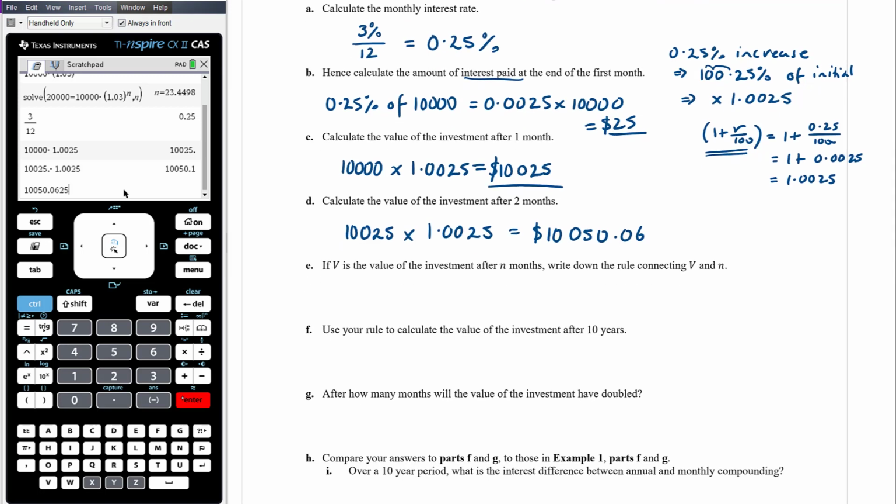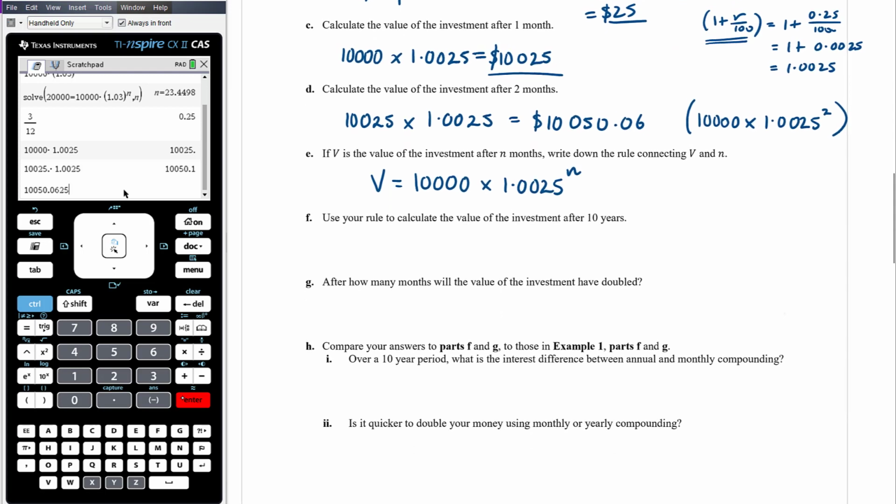Again, thinking about the other way we could have done after 2 months was to think about, well, we've got our initial 10,000 and we're going to increase it by 0.25% twice. So the same logic applies in an ongoing capacity. The value is the $10,000 multiplied by 1.0025, so increasing by 0.25% n times. So there's our rule.